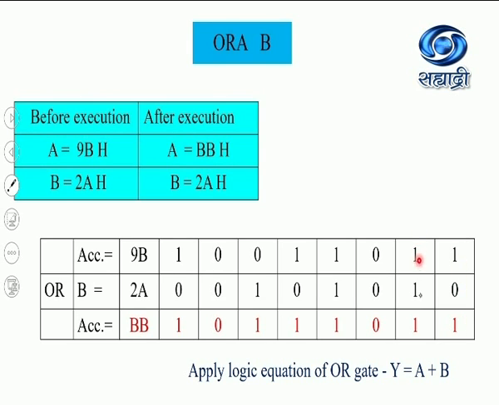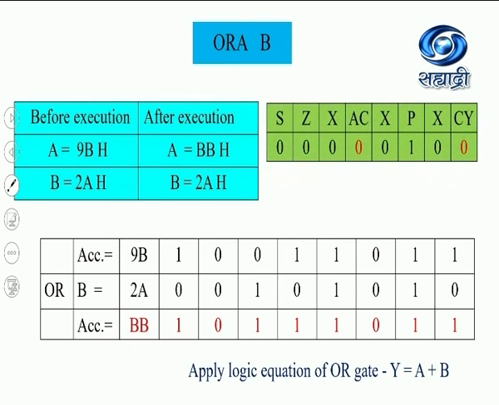1 plus 0, 1; 1 plus 1, 1; 0 plus 0, 0; 1 plus 1, 1; 1 plus 0, 1; 0 plus 1, 1; 0 plus 0, 0; 1 plus 0, 1. So we get the result BB. So accumulator contains BB. Due to this, flags are affected with auxiliary carry 0 and carry bit 0.